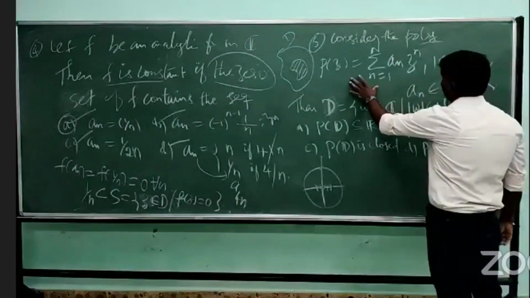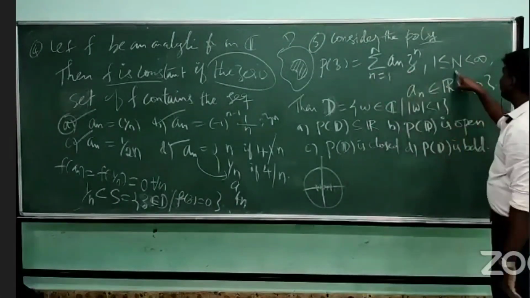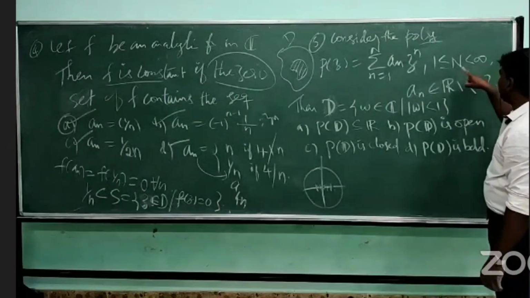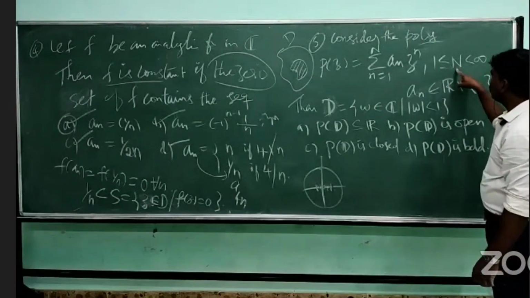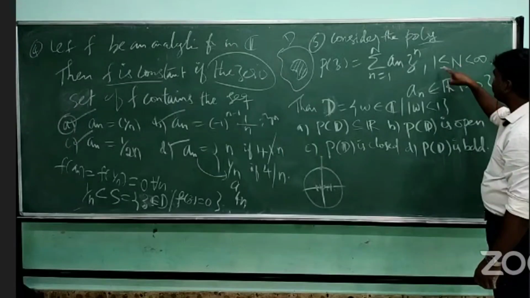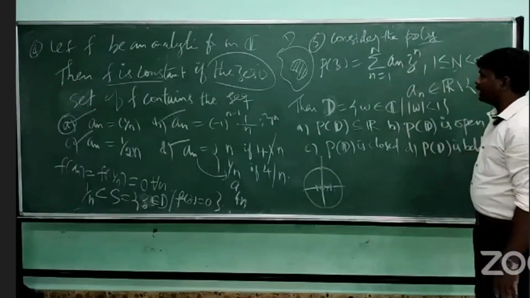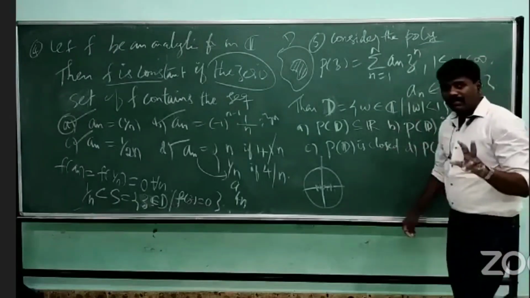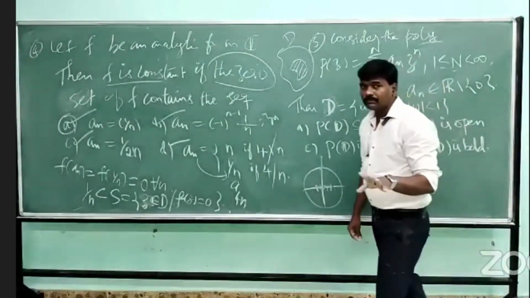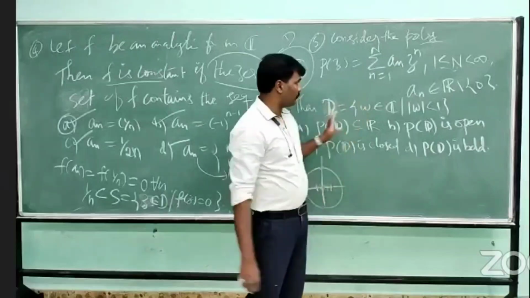Consider the polynomial f of z. This is a polynomial. N lies between, not infinity. N could be 1 or 2, 10, 11, 13, any finite number. It's a polynomial of degree N. Every polynomial is an entire function. Polynomials are clearly entire functions.